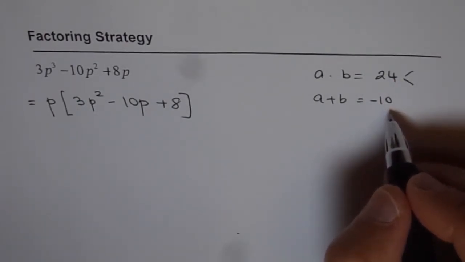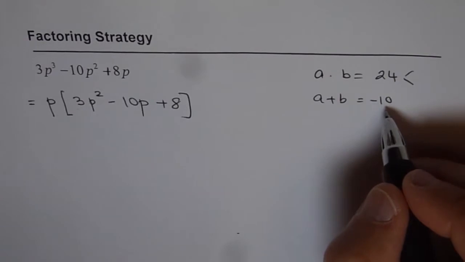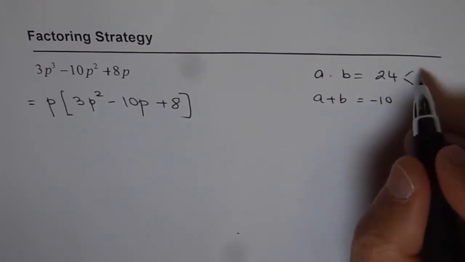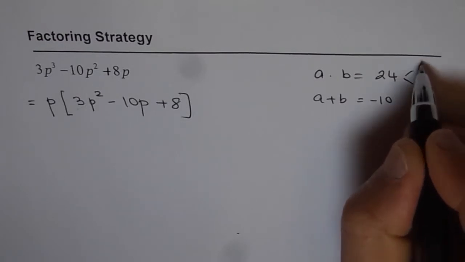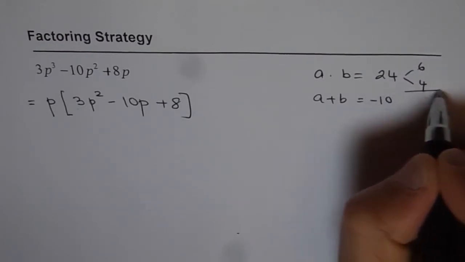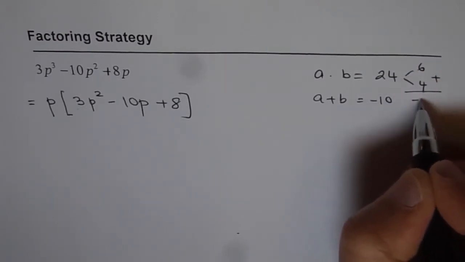Both should be negative, right? So that when you add, you get negative. When you multiply, you get positive. The numbers are 6 and 4. 6 times 4 is 24, and when you add them, you get minus 10.